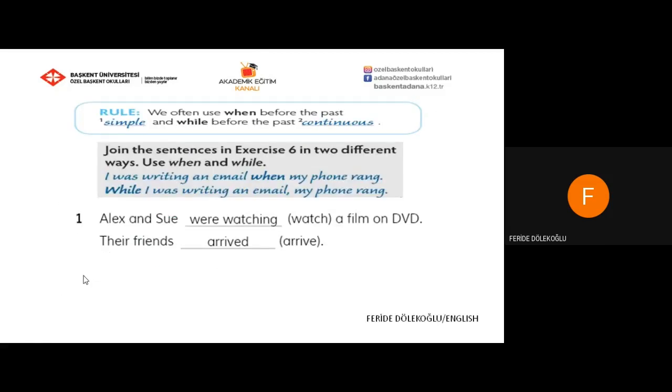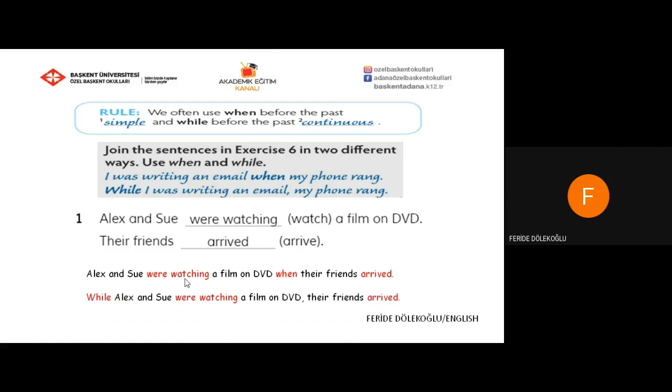Okay, let's remember the rule one more time. We often use when before the past simple and while before the past continuous. We can also say after when we prefer past simple, after while we prefer past continuous. Now we will combine these sentences by using when and while. Alex and Sue were watching a film on DVD. Their friends arrived. If we combine them, Alex and Sue were watching a film on DVD when their friends arrived. Okay. After when arrived, we said past simple, and here past continuous.